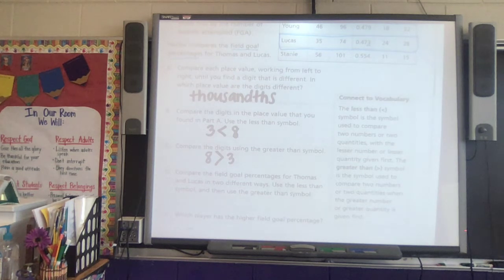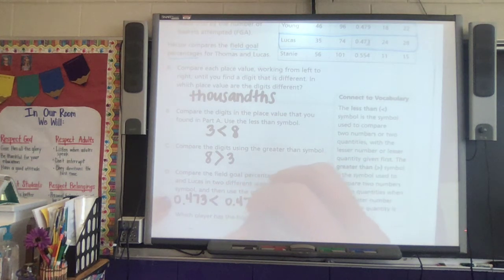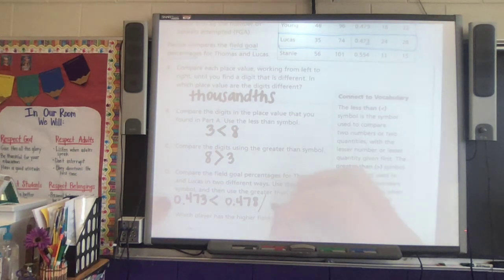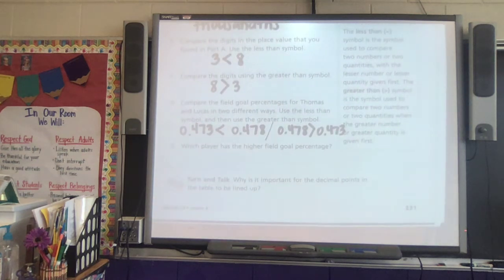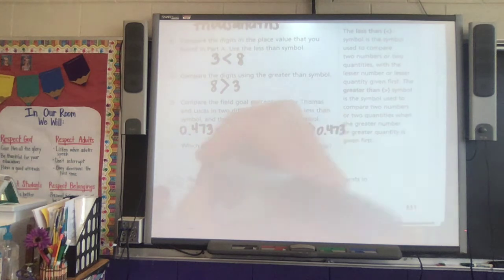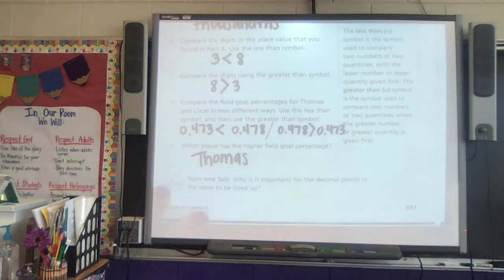Okay? So when we're looking back here, we know that Lucas is smaller. So we can say 473 thousandths is less than 478 thousandths. If we want to do greater than, we would say 478 is greater than 473 thousandths. Which player has the higher field goal percentage? Well, the one that's greater would be Thomas.